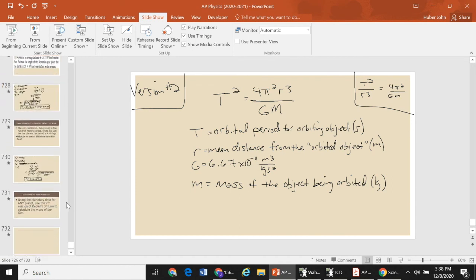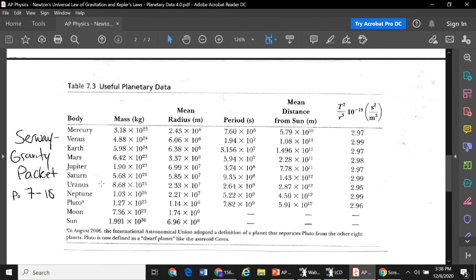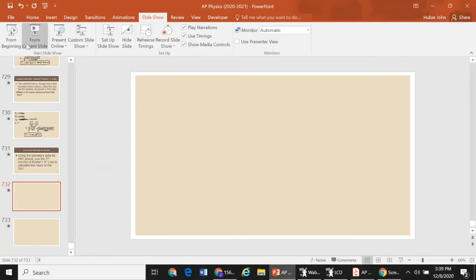And so I'm going to go ahead and use Jupiter. Jupiter, the big one, might as well. We have here for Jupiter that its orbital period is 3.74 times 10 to the 8 seconds, and the mean distance from the sun is 7.78 times 10 to the 11 meters. It's big and it's far. And so we'll use that to calculate the mass of the sun because Jupiter orbits the sun.